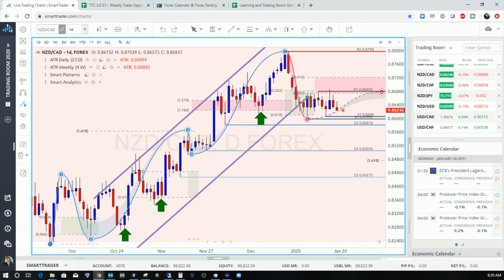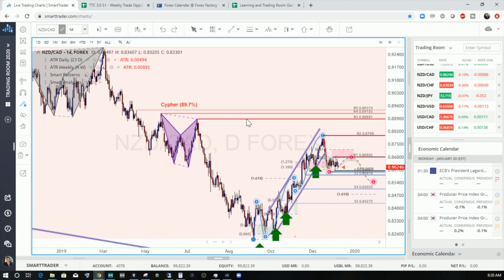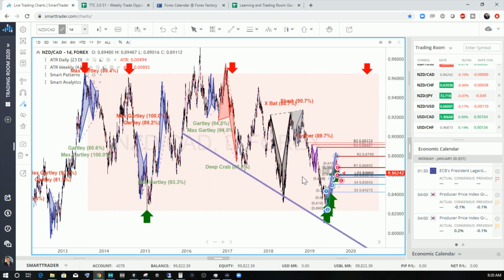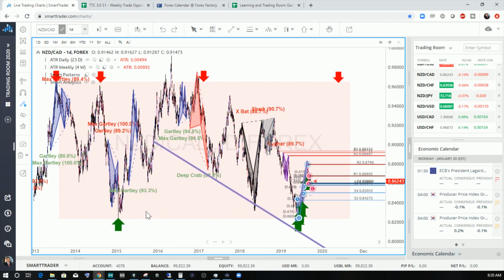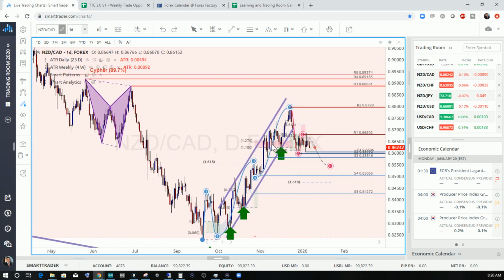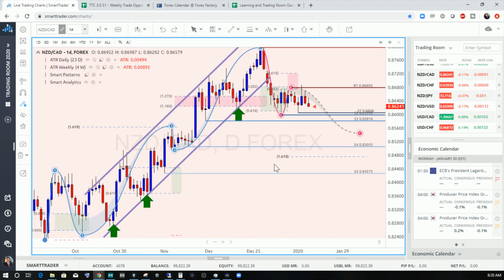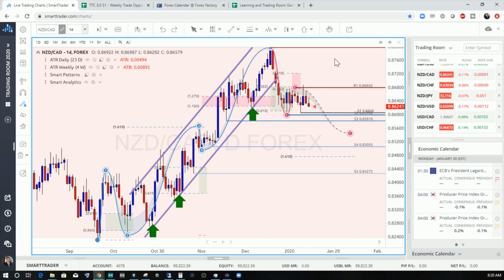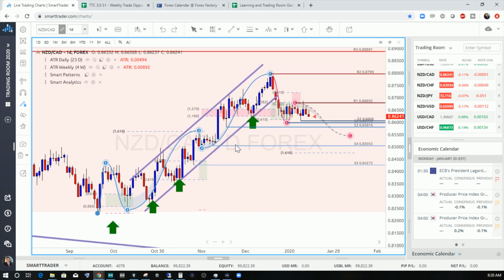If I pull up the New Zealand CAD, we can see that price has definitely broken below that channel. But this is the deal. We've got this large consolidation. With this large consolidation, we're looking for price to move to the top of the channel, but because of the short term, or this small channel that we have right here, we're expecting price to just correct itself a little bit.